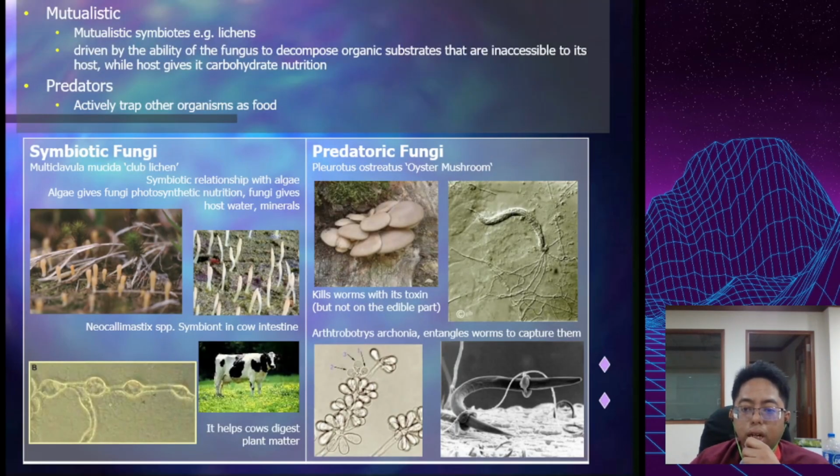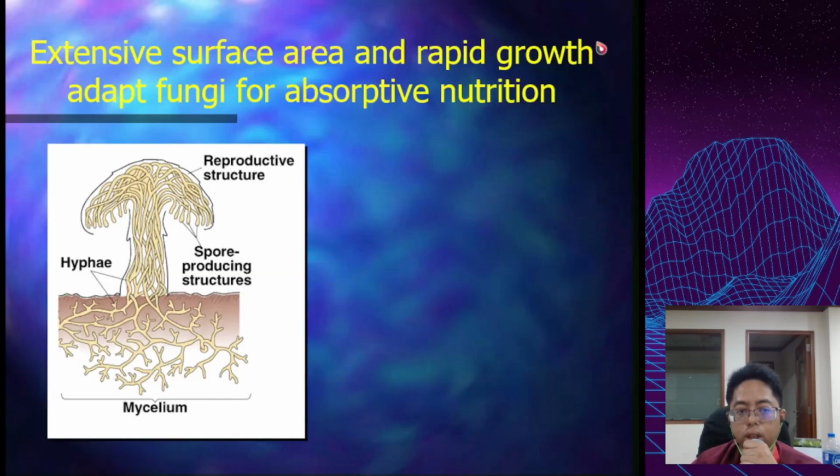Mutualistic, this means that they create symbiotic relationships with other organisms, for example, lichens. So they are driven by the ability of the fungus to decompose organic substrates that are inaccessible to its host, while the host will give it carbohydrate nutrition. And lastly, predators, they will actively trap other organisms as food.